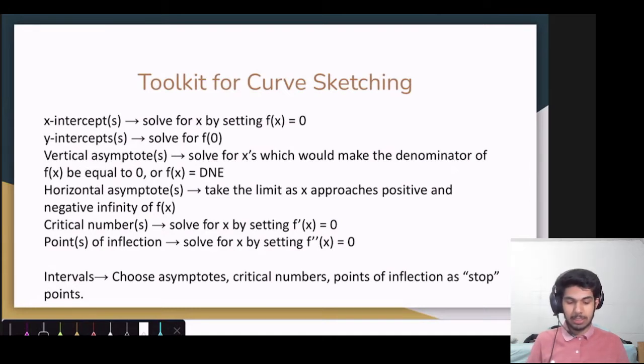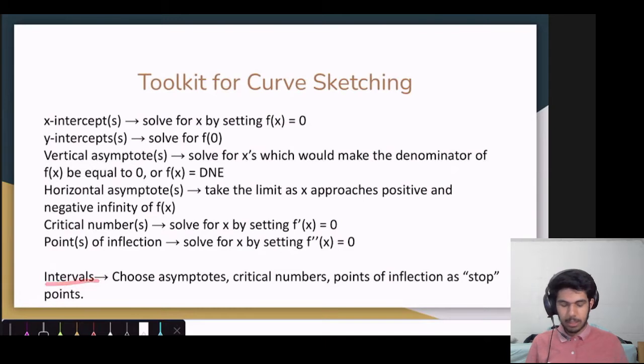Vertical asymptotes. Those occur when the denominator of f of x equals 0, or simply when the function does not exist in some other context. Horizontal asymptotes. To do that, we take the limit as x approaches positive and negative infinity of the function, and that'll give us the horizontal asymptotes. Critical numbers, we can do that by taking the first derivative of our function, setting it equal to 0 or dne. Points of inflection, double derivative, set it equal to 0 or dne.